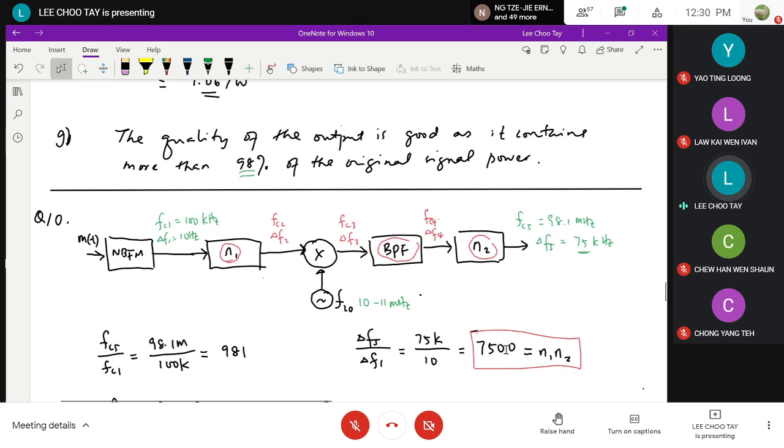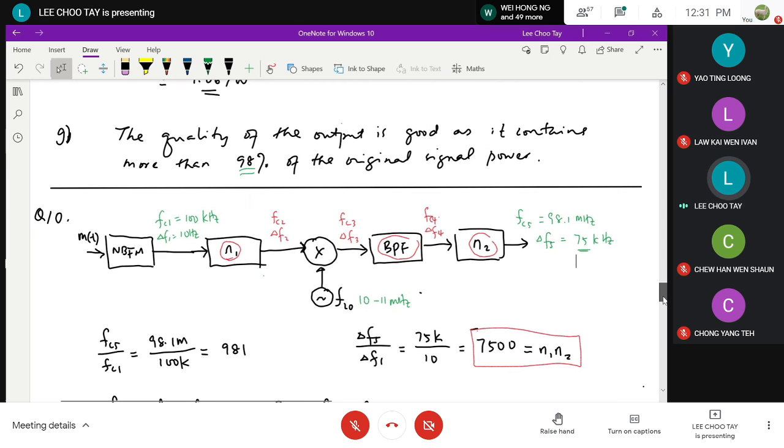From these two calculations, you can see that the multiplication factor required for frequency deviation is much higher than the multiplication factor required for your carrier frequency. Therefore, this mixer needs to shift down the carrier frequency. It needs to shift down. So let's proceed with the calculation.